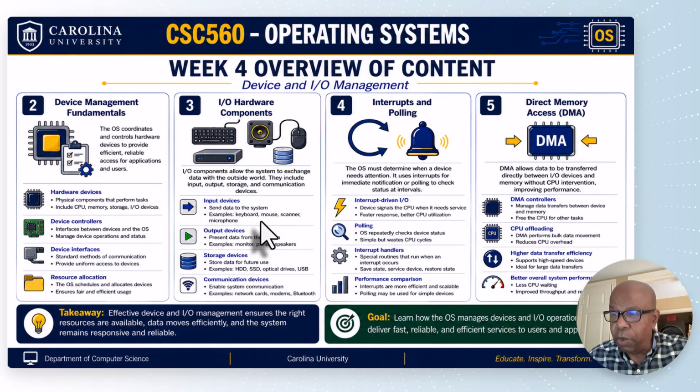Storage devices store data for future use. Examples: HDD, SSD, optical drives, USB. Anything that basically stores information and saves it will fall in the category of storage devices. Communication devices enable system communication. Examples: network cards, modems, Bluetooth, anything that involves moving data across some distance.